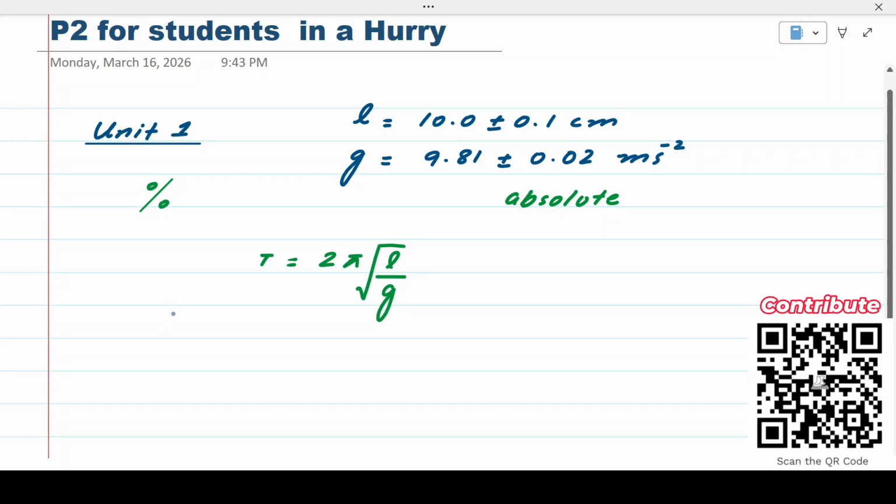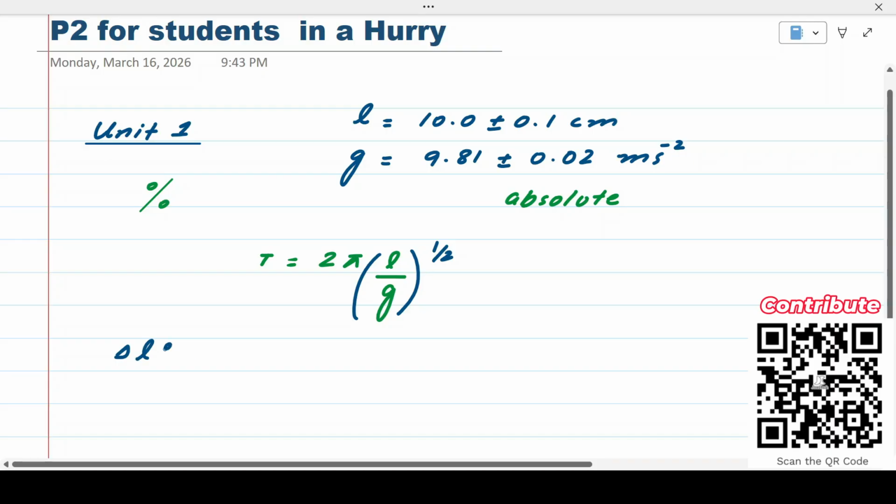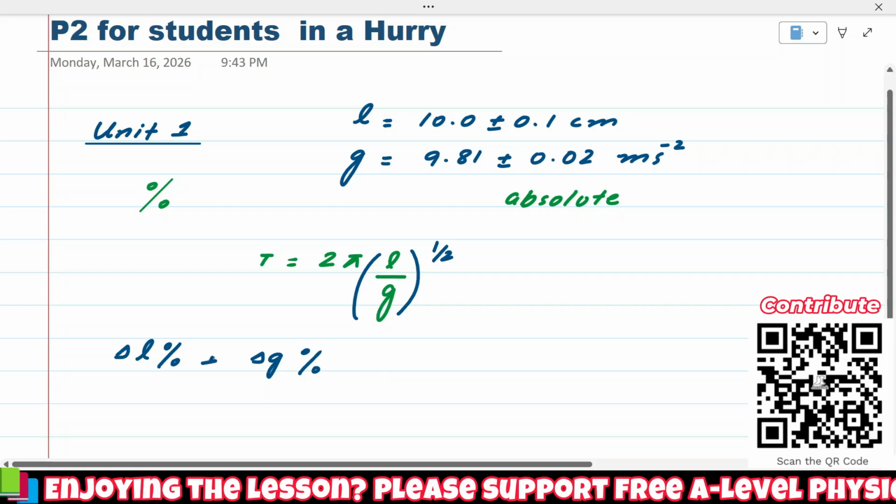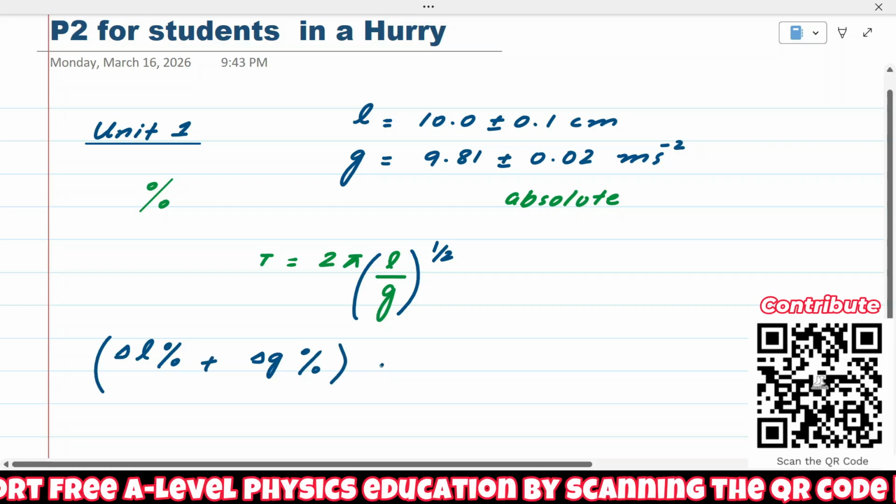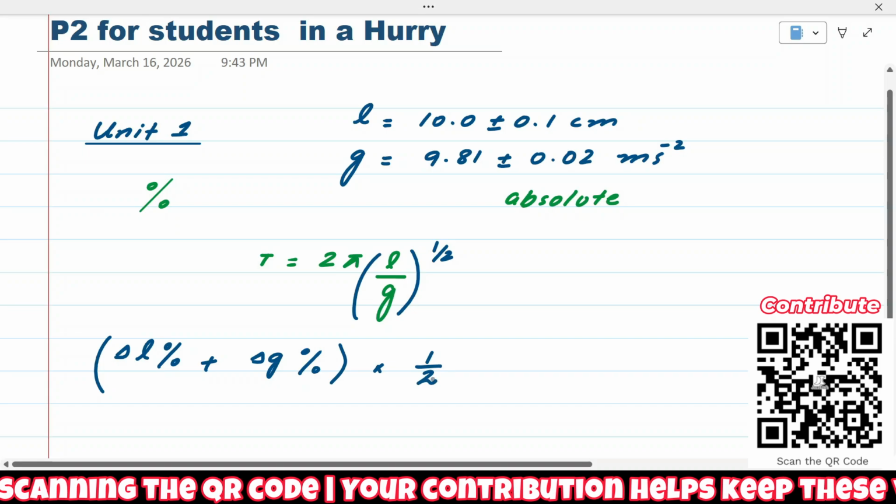Ignore all the coefficients. In your formula, you have length and you have g. You have two things which are being divided or multiplied. And then you have an exponent also, which is the square root, which can also be written as raised to the power 1 over 2. So find the percentage of length, find the percentage of g, add both of them, and multiply the answer by whatever the exponent is.